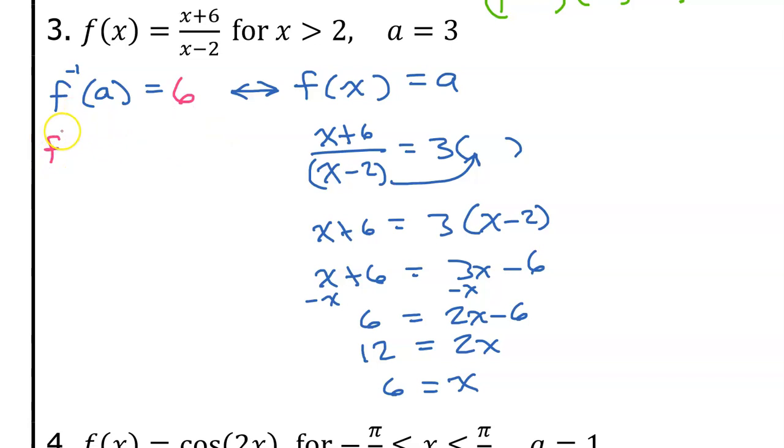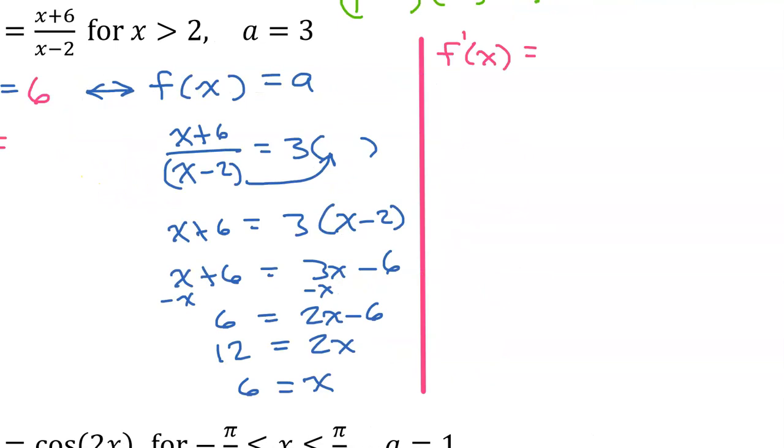is to evaluate f prime at the number we just found. In order to evaluate f prime, we need to find f prime. We are going to use the quotient rule to find f prime. So the quotient rule goes low d high, less high d low. Draw the line, and down below, the bottom squared will go.